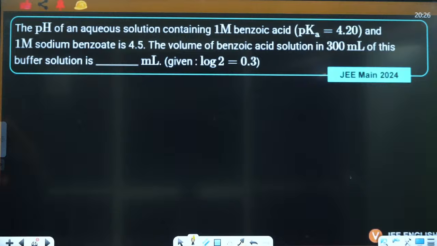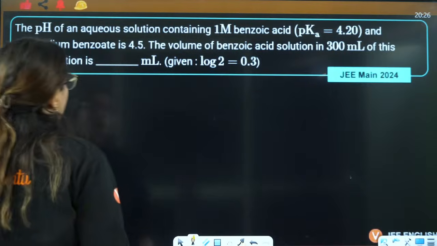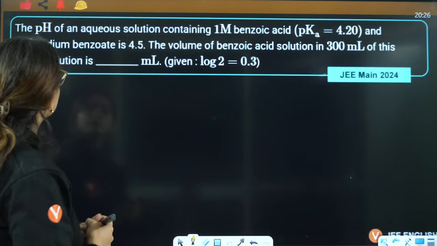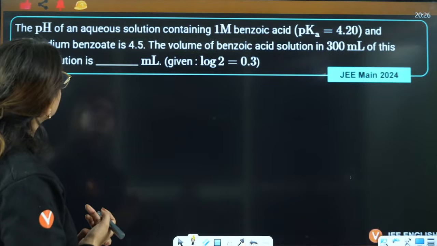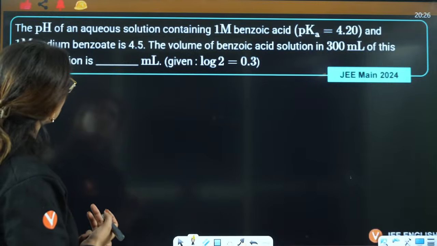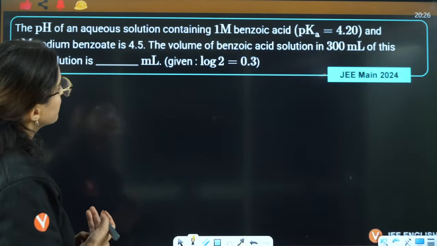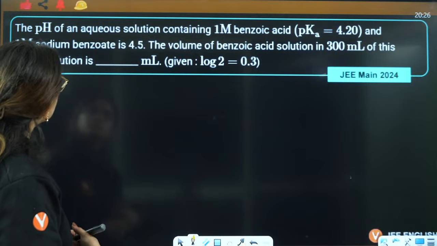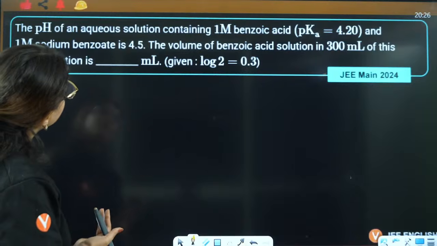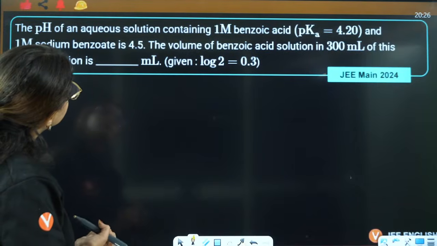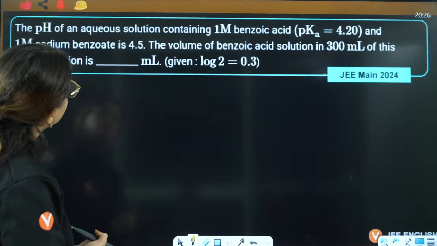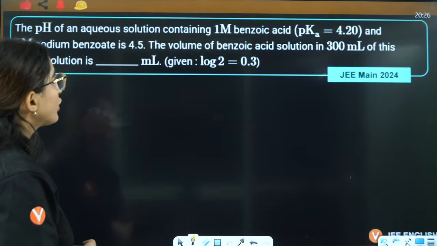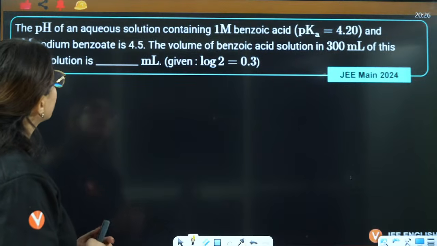Let's see this thing. You have benzoic acid with the pK value given. Wait a minute, pH is also given. The pH of the aqueous solution containing this much of pK is this. Then the volume of benzoic acid is asked. So that means we have to assume the volumes here, so we have to convert it into the form of volume.